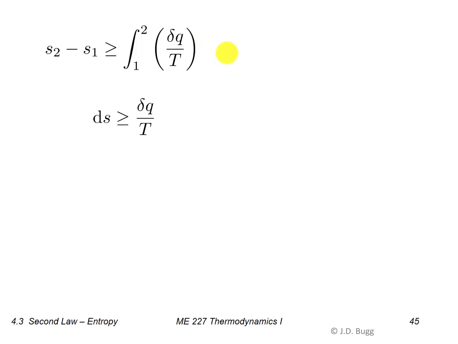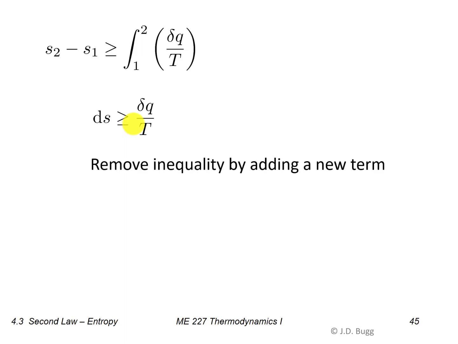Now, what I want to do next is get rid of this inequality. This is confusing and difficult to deal with, and it hides some of the usefulness of this relationship. So we're going to get rid of that inequality by adding another term on the right-hand side. And so we do that here. So notice we still have dS, the change in entropy, on the left-hand side. This is now an equality.